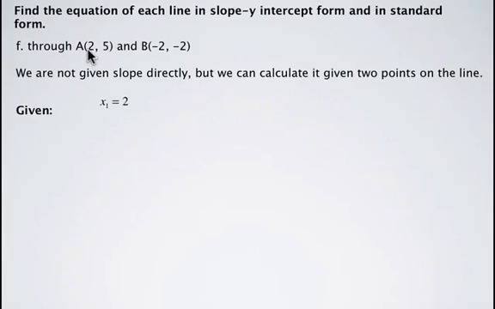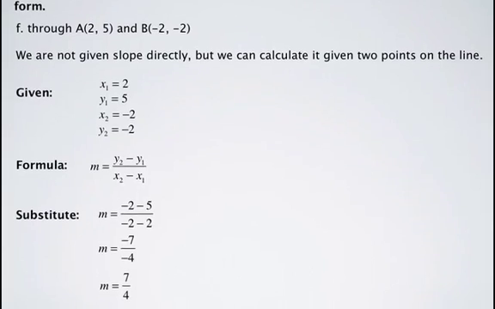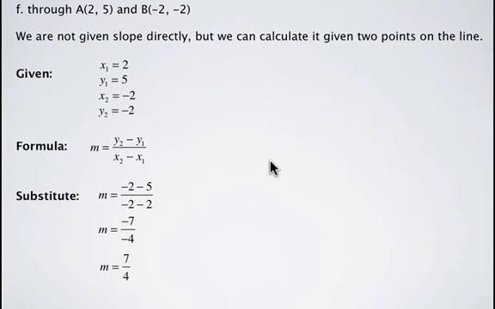and we're going to let A be the first coordinate, so x1 is 2 and y1 is then 5. B has coordinates (-2, -2), so x2 and y2 are both -2. And we're going to substitute in our formula, which is slope is equal to y2 minus y1 over x2 minus x1. And when we sub in, we get -2 minus 5 over -2 minus 2, which simplifies to be -7 over -4, which is equal to +7 over +4.